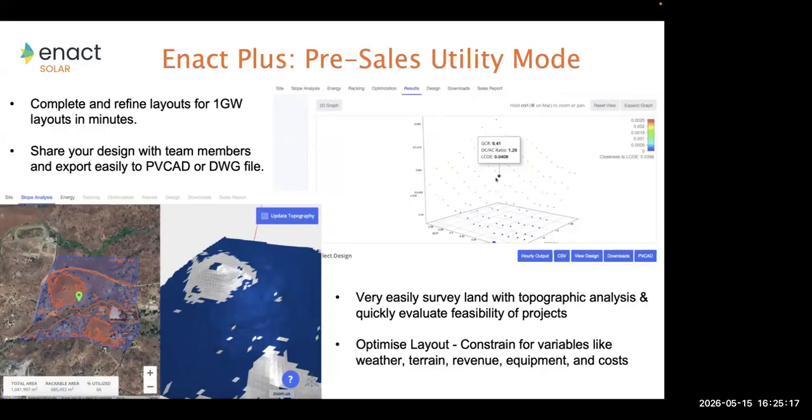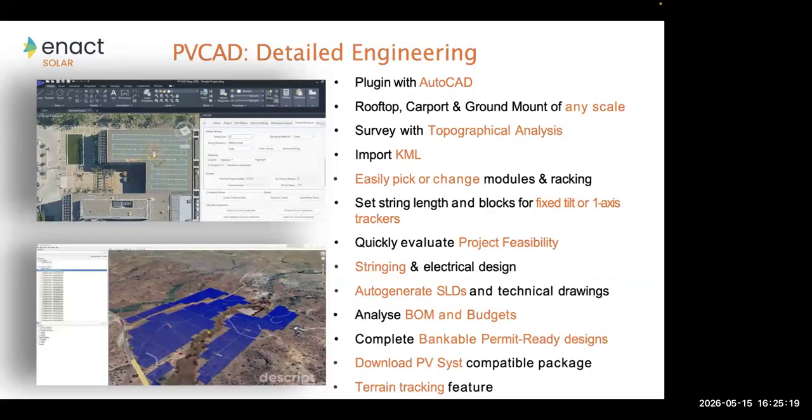Now moving to the post-sales detailed engineering tool, which is PVCAD. This is a plugin that comes with AutoCAD, and you can use PVCAD to design and engineer any rooftop or carport or ground-mounted designs of any scale. There's no limit to the size of the projects. You do your topography analysis, you can do your pier schedules. You can start with either the Google Maps location, or you can import a KML file to do your detailed engineering work.